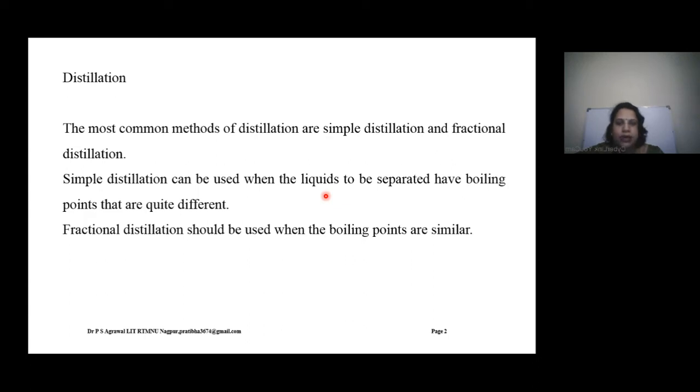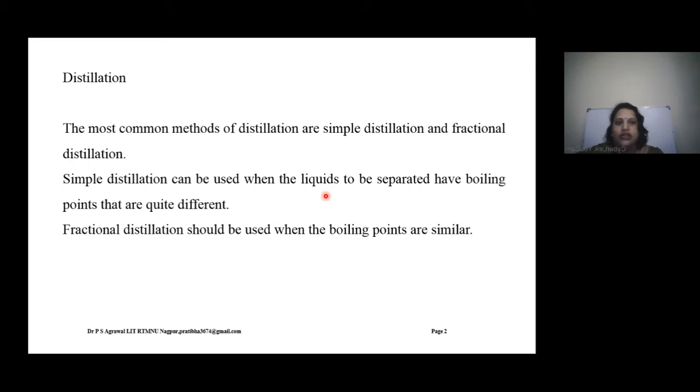Successful distillation depends on several factors, including the difference between the boiling points of the components of the mixture, and therefore the difference in their vapor pressure, the type of apparatus used, and the care which is taken during the experiment.